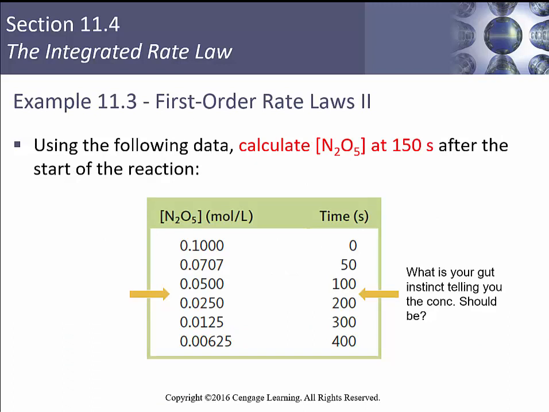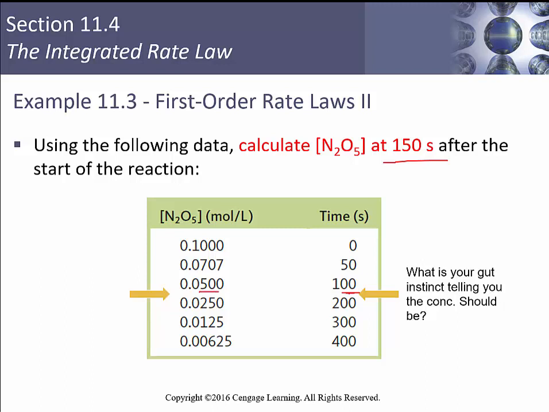All right? Let's look at first order rate laws part 2. So using the following data, calculate the concentration of N2O5 at 500 seconds after the start of the reaction. So just kind of eyeballing it. All right, so now we're going to use our first order rate law. So at 150 seconds, we know it's going to be somewhere in here, right? So somewhere between 0.05 and 0.025.